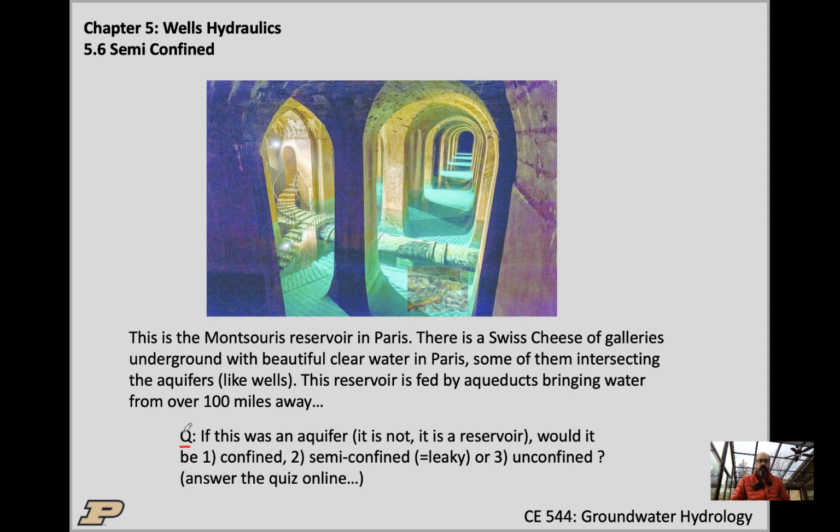You'll have a multiple choice online. This is more for attendance than anything else. So if this was an aquifer, if this was actually a gallery dug under Paris as opposed to a reservoir built, would it be confined, semi-confined, or unconfined? You'll have a quiz online to answer that, and then an open part to say why this is confined or unconfined or leaky. So there's a multiple choice part and then an open-ended question here.